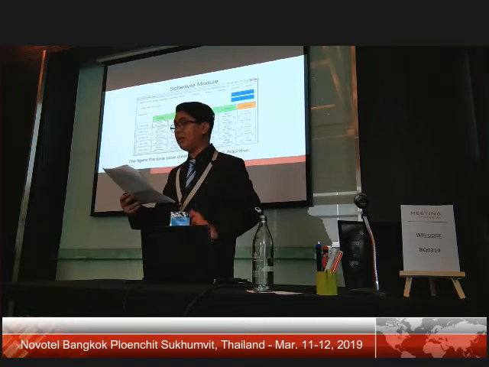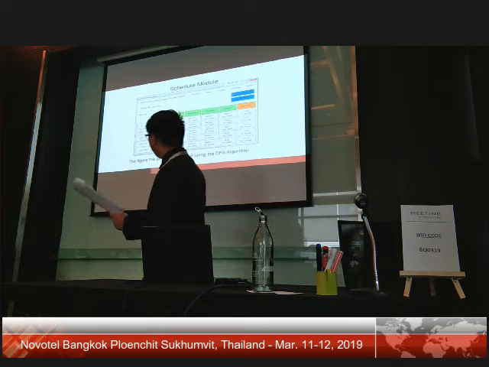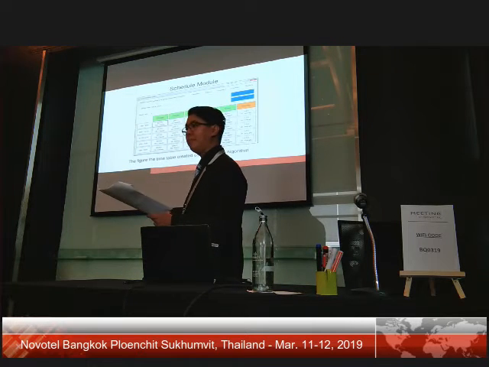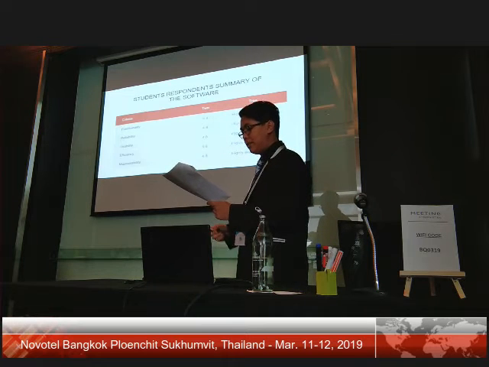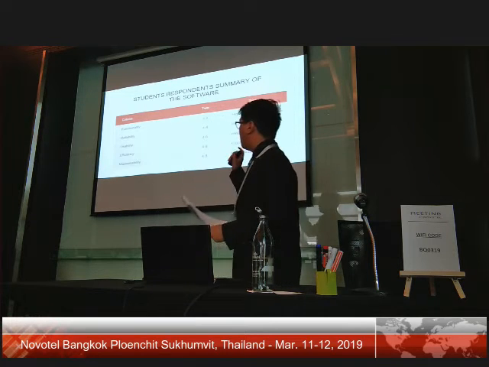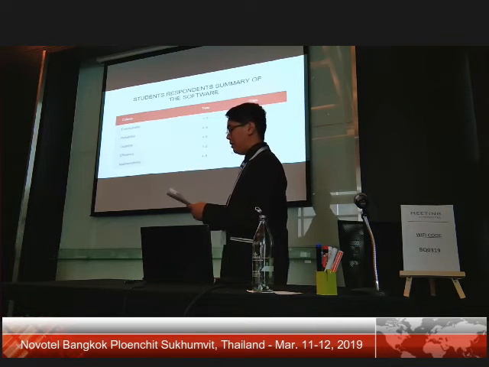The schedule module is for creating the timetable or displaying the timetable created by the depth first search algorithm. Now we have here the evaluation of the system with the criteria of functionality, reliability, usability, efficiency, and maintainability.